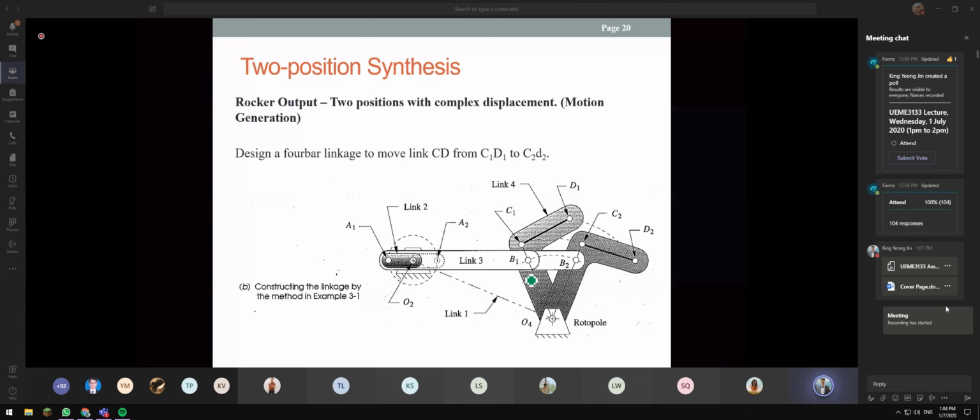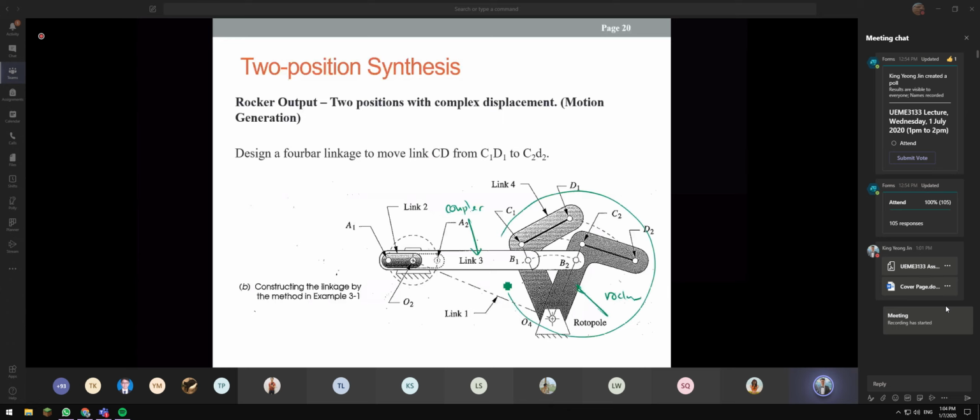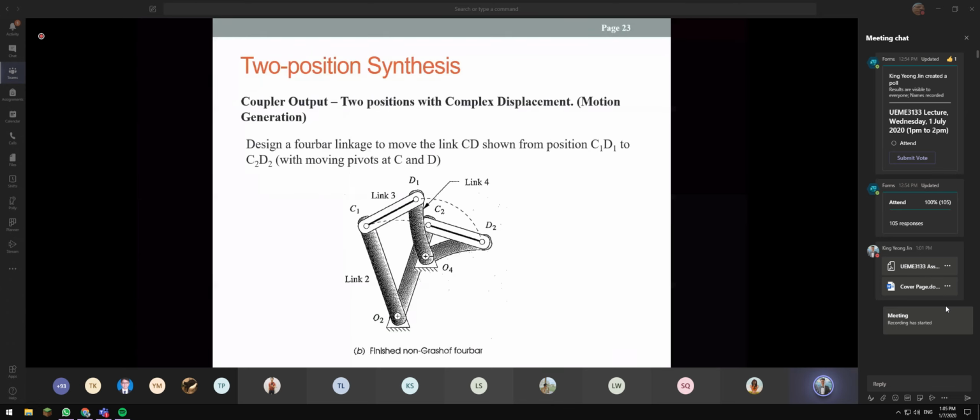So this is the same. This is the rocker, and this is the coupler. The output is at the rocker, so we call it rocker output. Now we see a coupler output. As I mentioned just now, this is our crank, normally we refer to it as the crank. This is the coupler, and this one is the rocker.